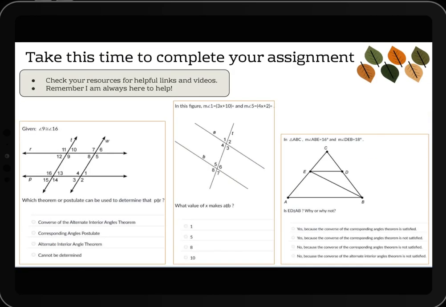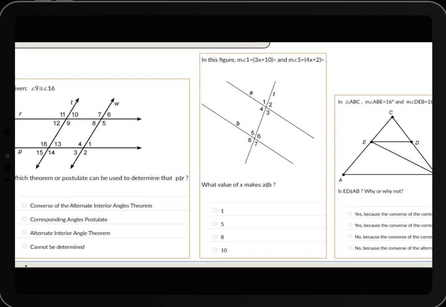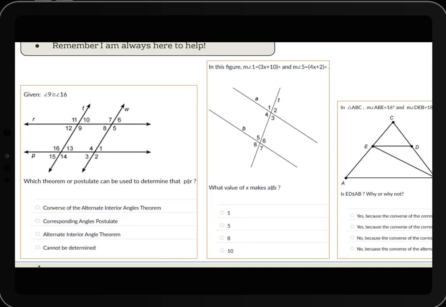Okay, for your exit ticket, you have your first problem here where you are tasked with determining which postulate can be used to determine that P is parallel to R. I would just give you the hint, by the way, that remember that we only use converses to determine whether lines are parallel or not. And so just take that with a grain of salt. Keep that in mind, if you will, as a little bit of a hint.